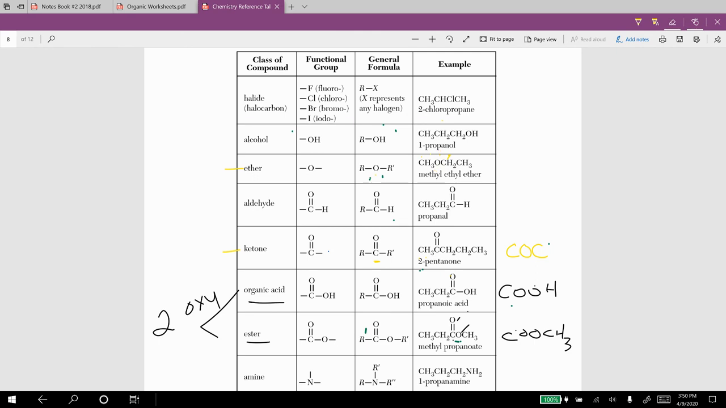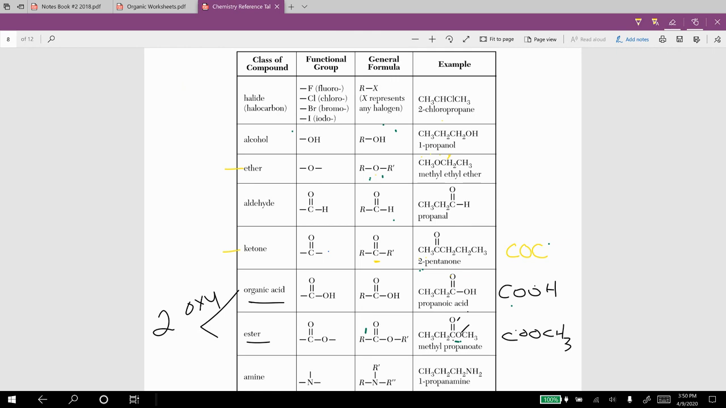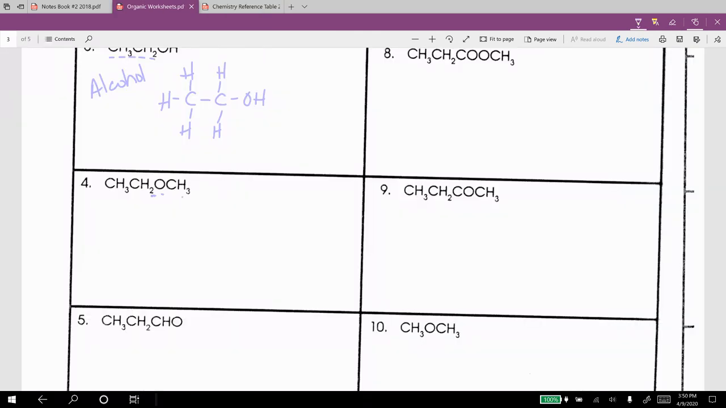All right, so now let's draw our ether. And I'm going to make sure that when I draw it, it's going to look just like this one with the oxygen in the middle. Okay? So then I have a CH3 and a CH2. And now I have the O and a CH3.